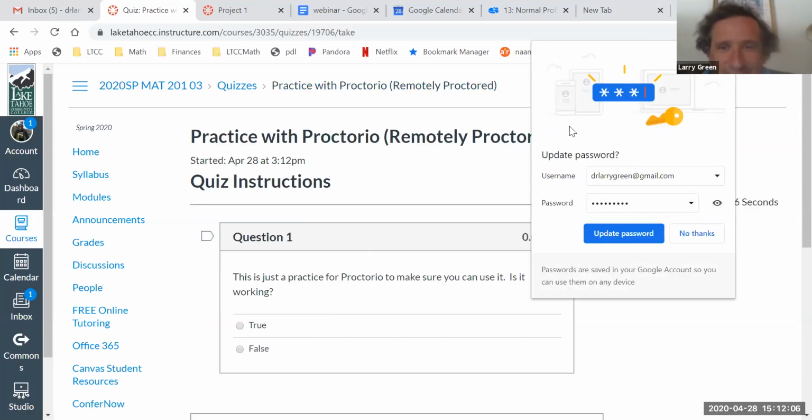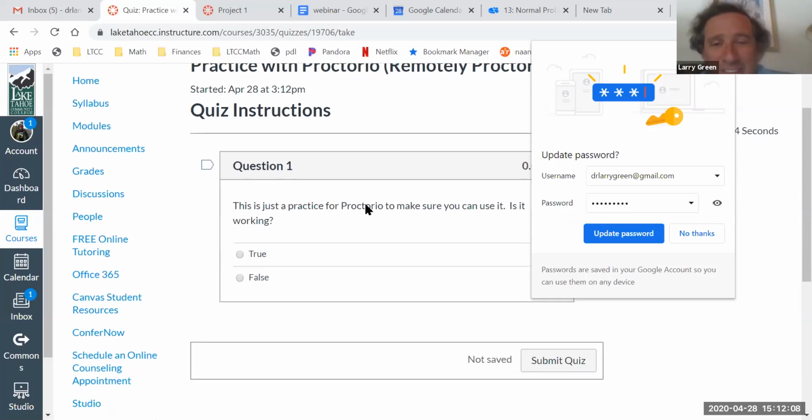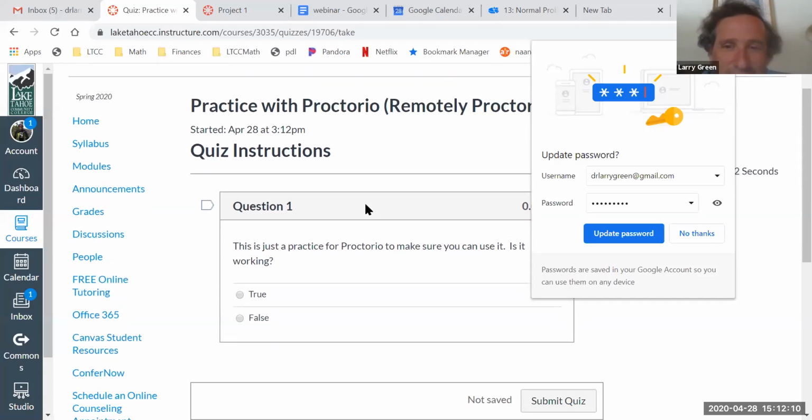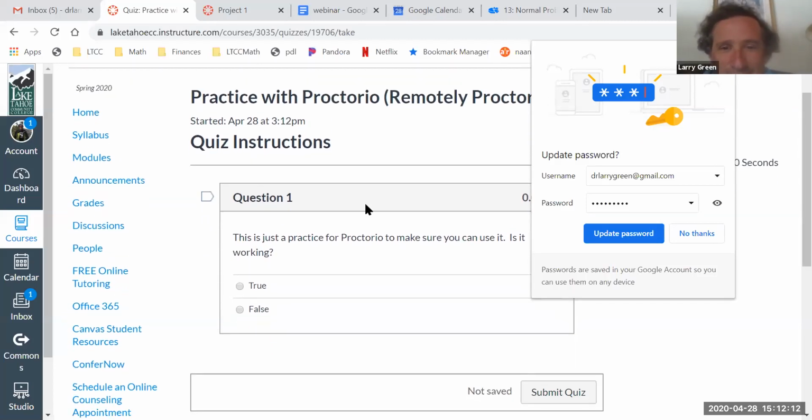So all this is, I had to put one question on to make it a real quiz, and all it says is, this is just a practice. Is it working? True or false? But supposedly you should be able to get into a calculator from that. And Proctorio is supposed to give you one. Unfortunately, I can't test it. So maybe you could test it and see. And it should be a scientific calculator.